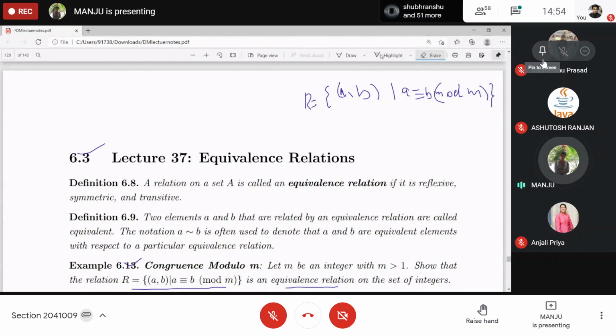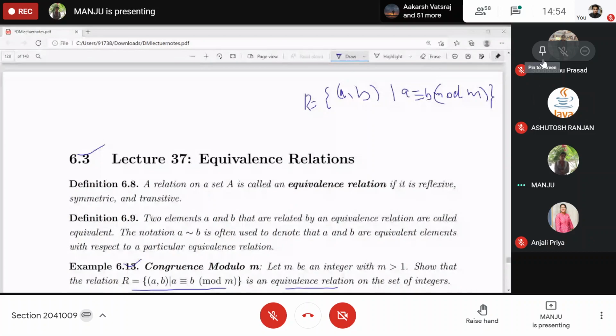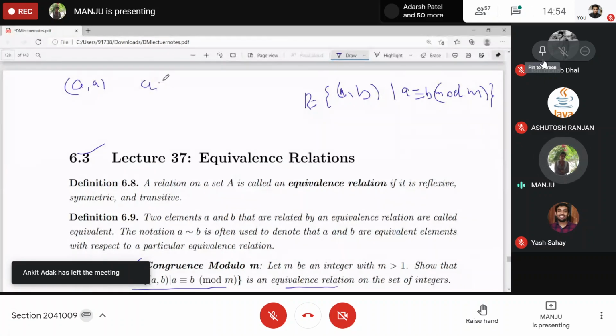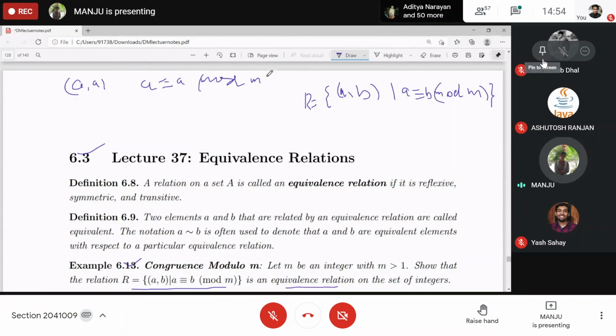So is it reflexive? Yes. Why is it so? Because A is related to A, since A is congruent to A modulo M. And why is it so? M divides A minus A, which is 0, right? That's why it is reflexive, and this is happening for all integers. For all integers, you have A related to A.